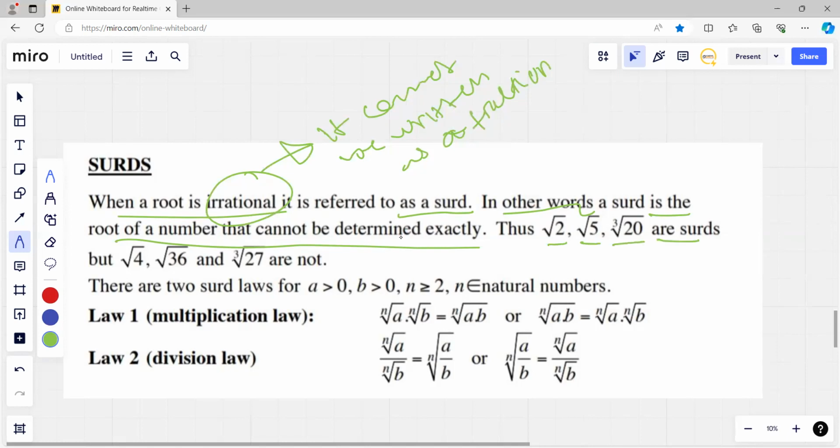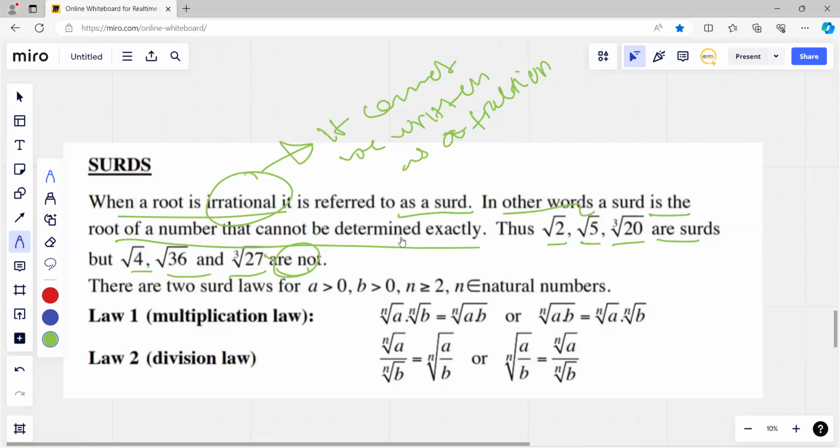But the root of 4 is 2, the root of 36 is 6, the cube root of 27 is 3. You see, these ones are not sets. Sets are those in which the root of that number cannot be determined exactly. It will give you something that we call decimal values.